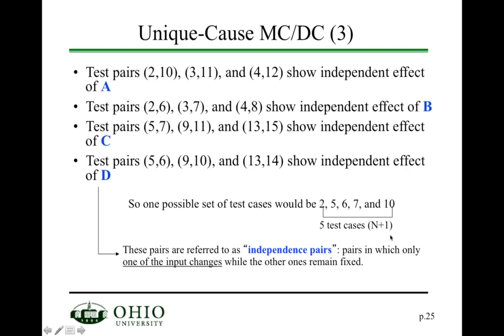Now, typically, the rule of thumb for any input conditions is that you will need n plus 1 test cases. In this case there are 4 input conditions, A, B, C, D. It means 4 plus 1 equals 5 test cases. And all these pairs that you see here are often referred to as the independence pairs.